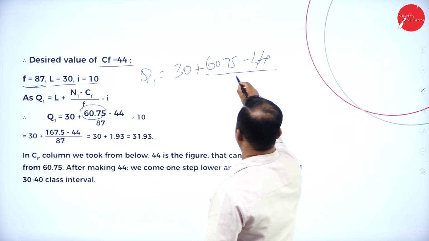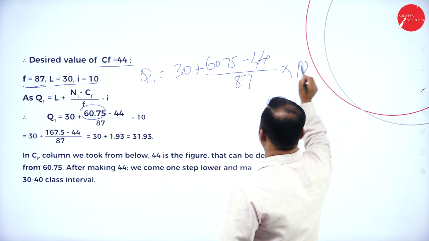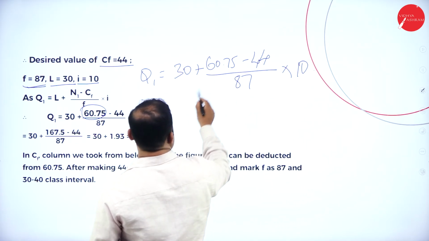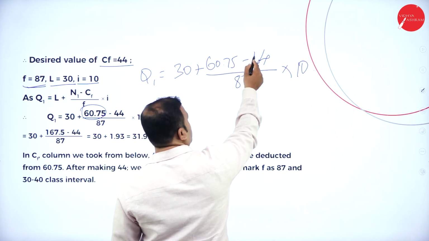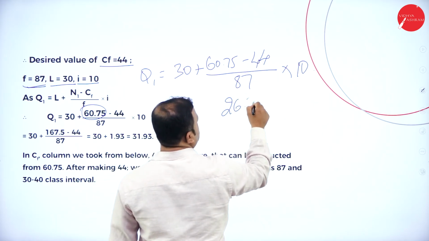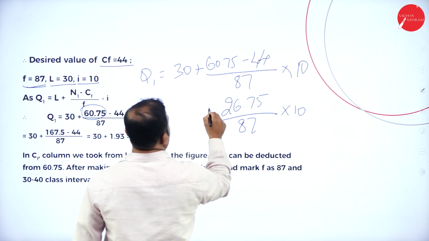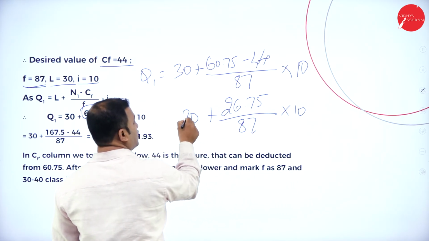So if I use those terms and multiply it by the interval, what is the interval size? That is equal to 10. If I solve this, I'll get 60.75 minus 44, which is equal to 26.75. That is 26.75 divided by 87 into 10 plus 30, because I'm considering the lower limit.